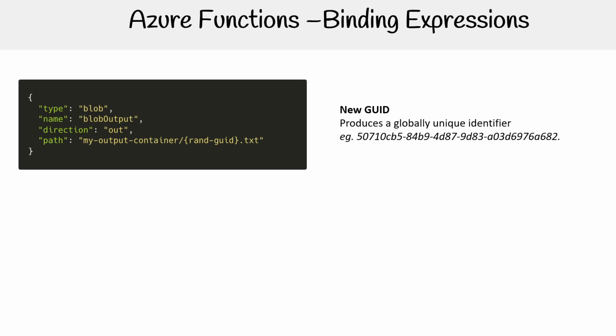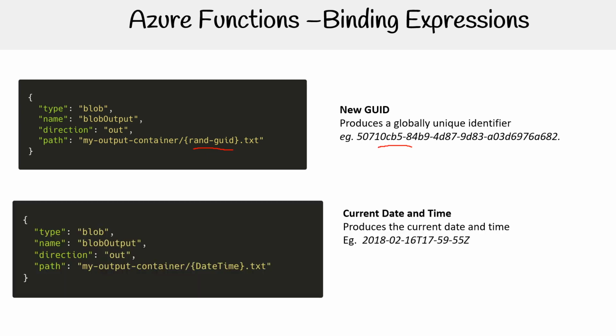If you want a globally unique identifier, you can just do rand GUID and you'll get something that looks like that. If you want to have the current date and time, you do date time, and you're going to get the current date and time in this format. So there you go.